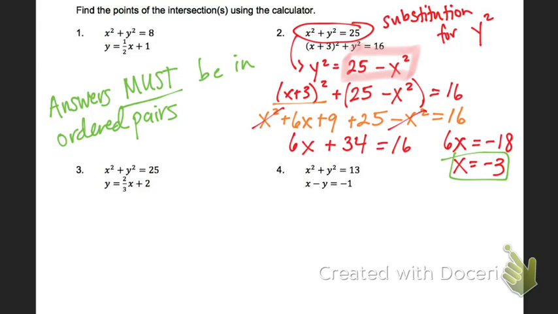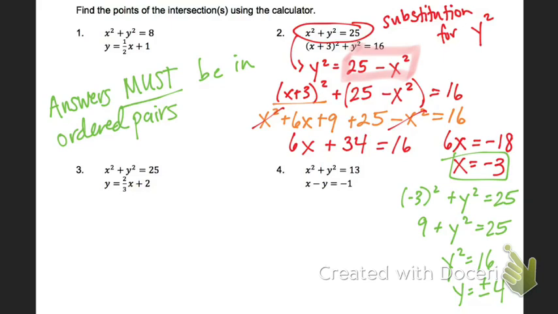When I plug it into, let's say, the top one, I get negative 3 squared plus y squared equals 25. 9 plus y squared equals 25. y squared equals 16, so y equals what? 4 and negative 4, so plus or minus 4. So that makes my ordered pairs (negative 3, 4) and (negative 3, negative 4).